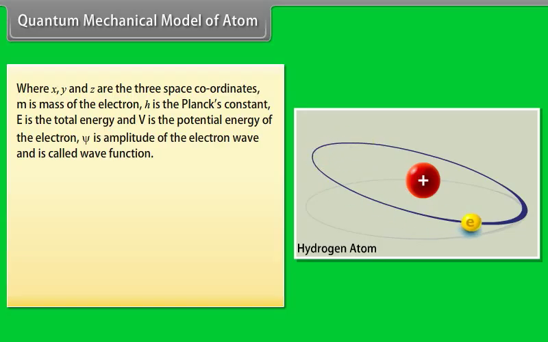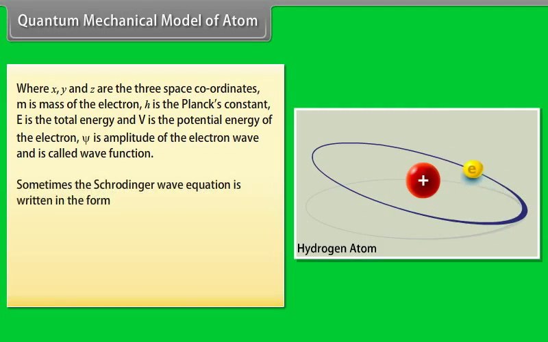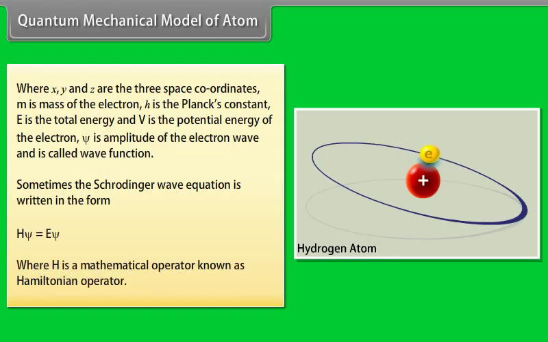m is the mass of the electron, h is Planck's constant, E is the total energy, and V is the potential energy of the electron. Psi is the amplitude of the electron wave and is called the wave function. Sometimes the Schrödinger wave equation is written in the form Hψ = Eψ, where H is a mathematical operator known as the Hamiltonian operator.